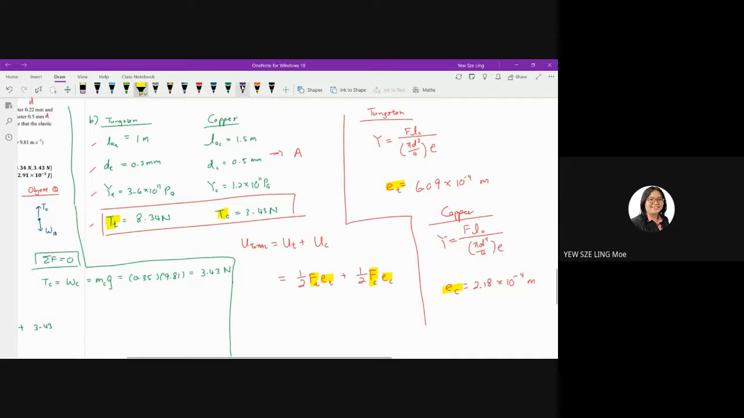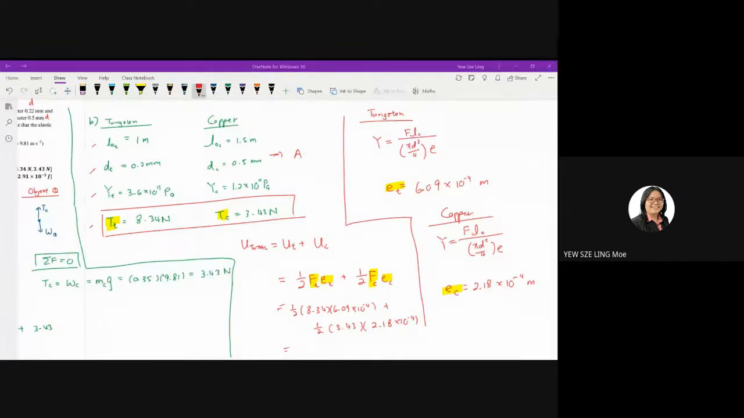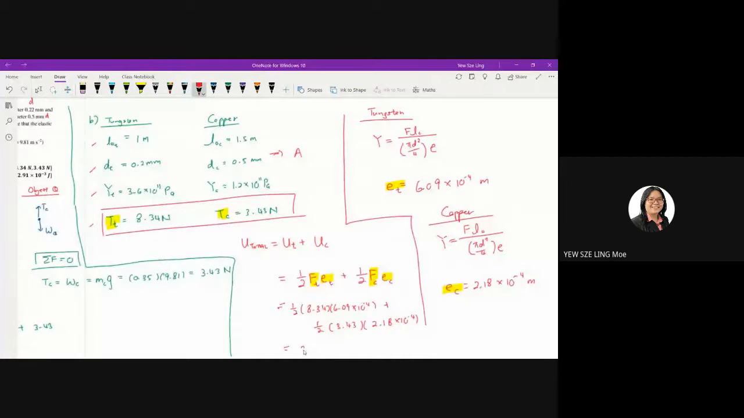So plug in everything. I will have 1 over 2 times F_T, which is 8.34, times the elongation, 6.09 times 10 to the power of negative 4, plus 1 over 2 times 3.43 times 2.18 times 10 to the power of negative 4. So the final answer is equal to 2.91 times 10 to the power of negative 3 joule. Okay, so that is how you solve it.